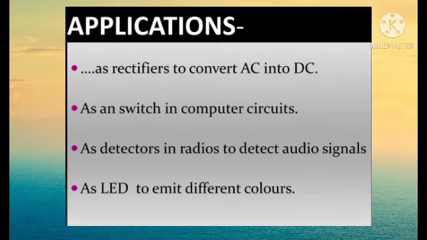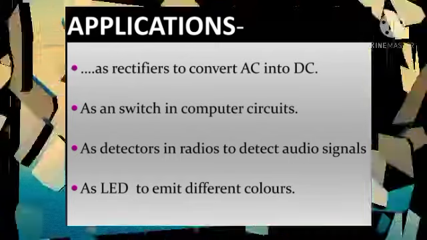Applications of diode. Diode is used as a rectifier. It is used to convert AC into DC. Diode is also used as a switch in computer circuits. Diode is used as a detector in radios to detect audio signals. Diode as LED is used to emit different colors.